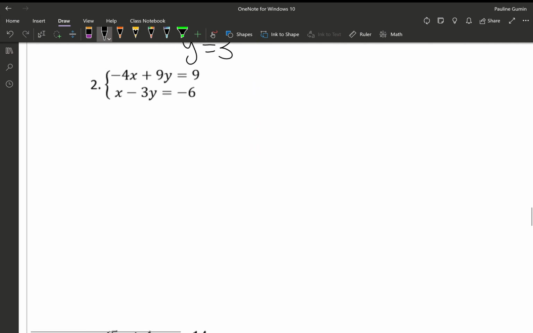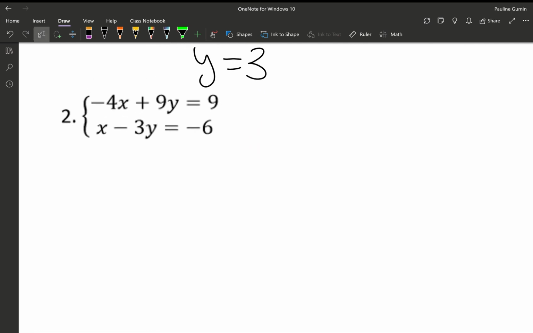All right. Number 2. Now in number 2, it's not like number 1. We don't have things that look exactly the same. We almost have opposites. We are so close to having opposites. Check out these x's, for example. One's a negative, one's a positive. But one's a 4 and one isn't. However, I can take the second equation, and if I just multiply everything by 4, that'll fix our problem.